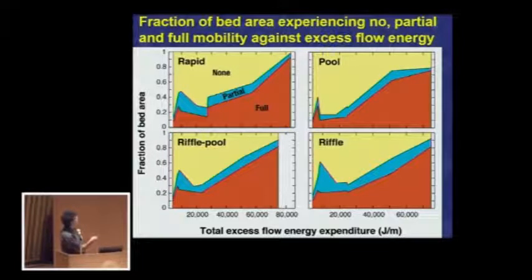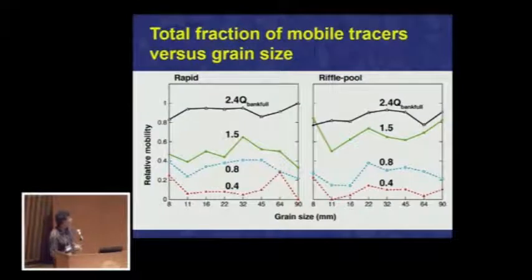If we look at it as a whole reach, there are quite a lot of similarities. In most cases, in all of the flow conditions, even at the highest flows, we have no mobility. If we look at it in a slightly simpler way, we have the relative mobility here, and we look at the whole reach. What surprised us is that we really do not see any major decline in mobility with particle size.